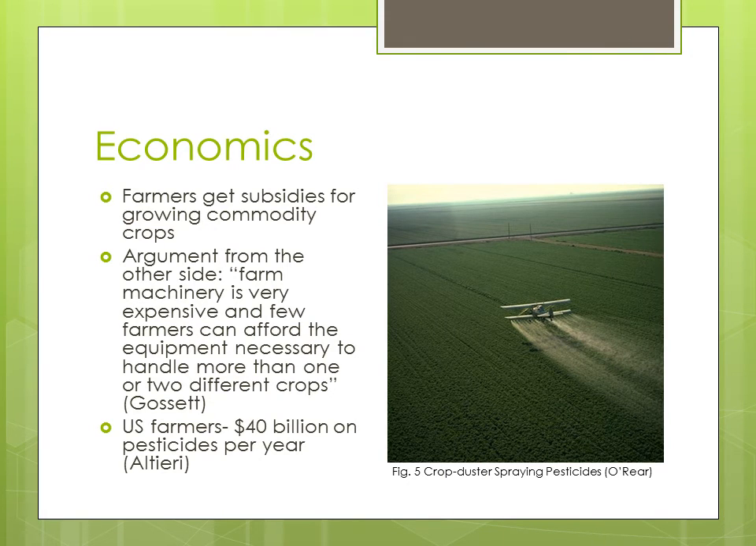As for economics, farmers receive subsidies for growing large amounts of commodity crops such as corn and soy, enticing them to practice monoculture farming. Also, as pointed out in the Salem Press Encyclopedia, farm machinery is very expensive, and few farmers can afford the equipment necessary to handle more than one or two different crops.